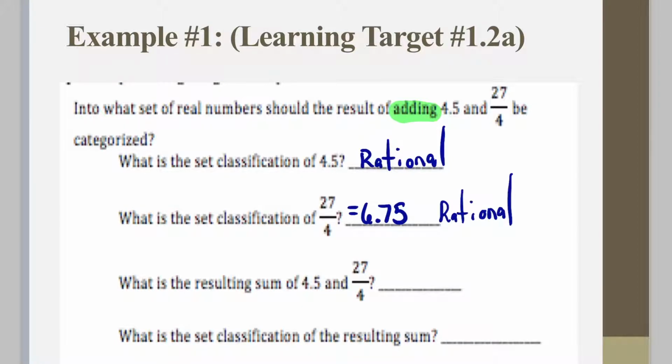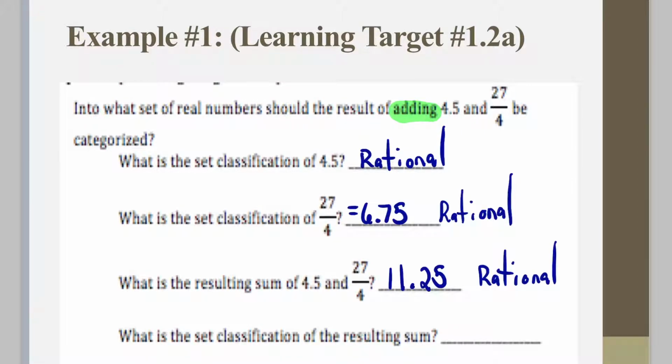Now, at this point, we're asked the question, what is the resulting sum of 4.5 and 27/4? Well, using a calculator or working it in your head, we have 4.5. Sum means addition, plus 27/4. The answer is 11.25. 11.25 is a terminating decimal. Therefore, we have another rational number.